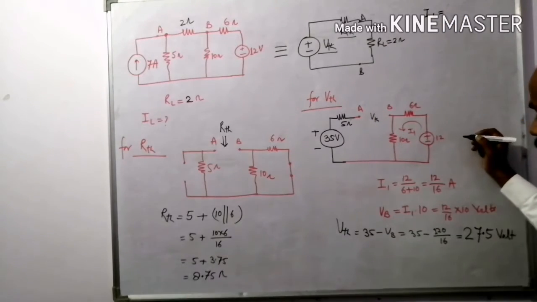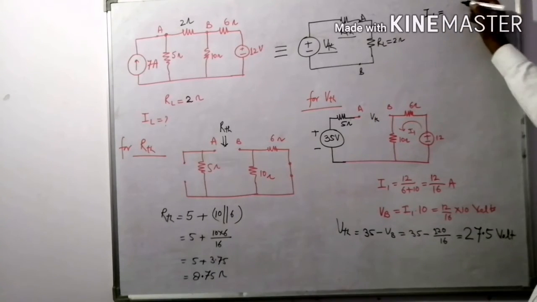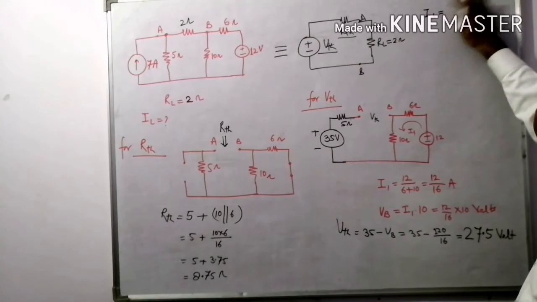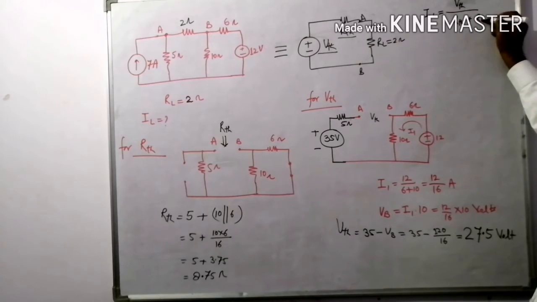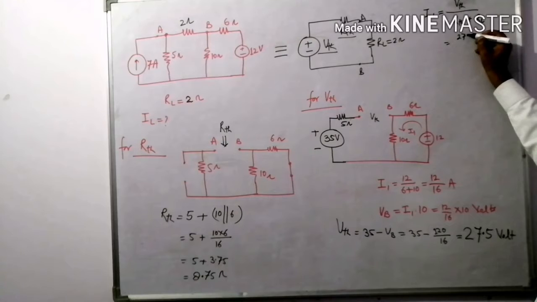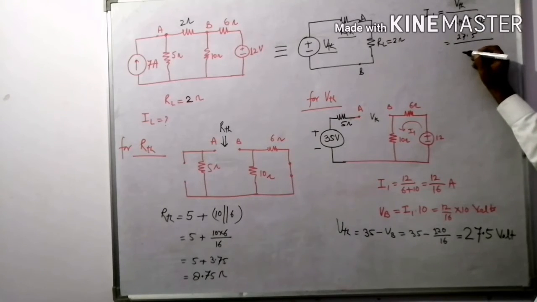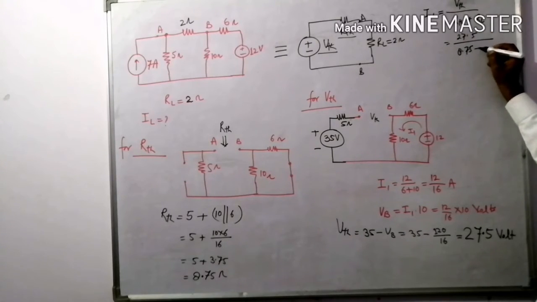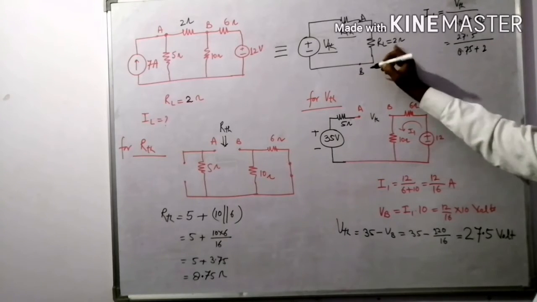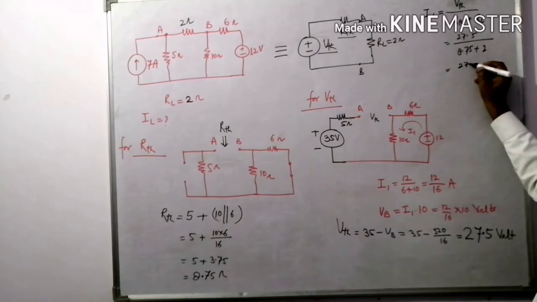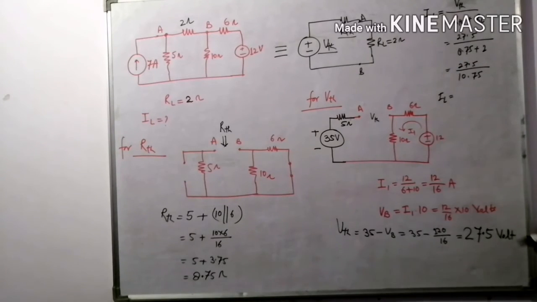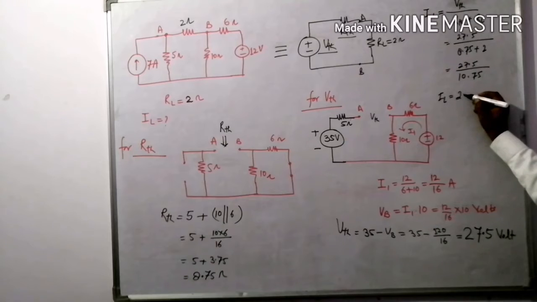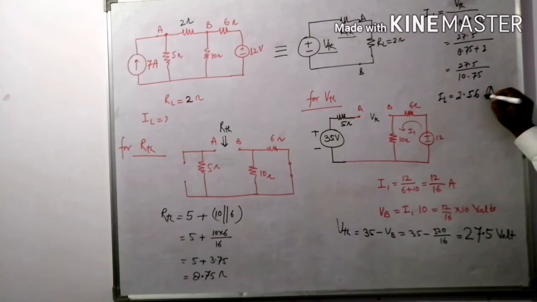IL. What is the load current? VTH, that is 27.5. Okay, we will write the first formula: VTH upon RTH plus RL. Now, it is 27.5 upon 8.75 plus 2. Yes, this one is 2, the load resistor. 27.5 divided by 10.75. So the value of the load current is 2.56 ampere.